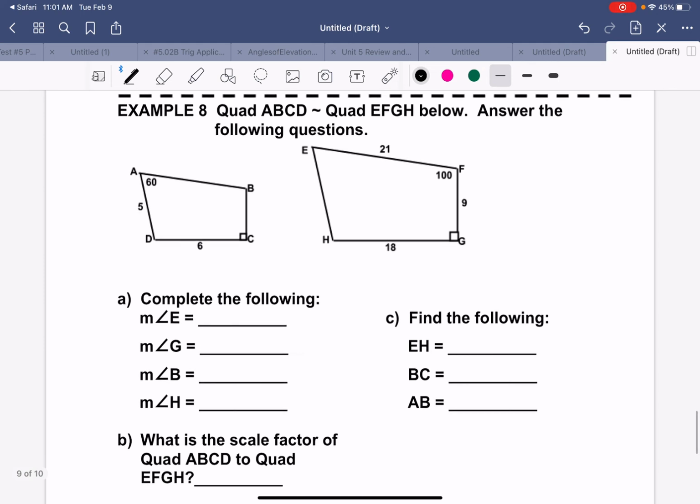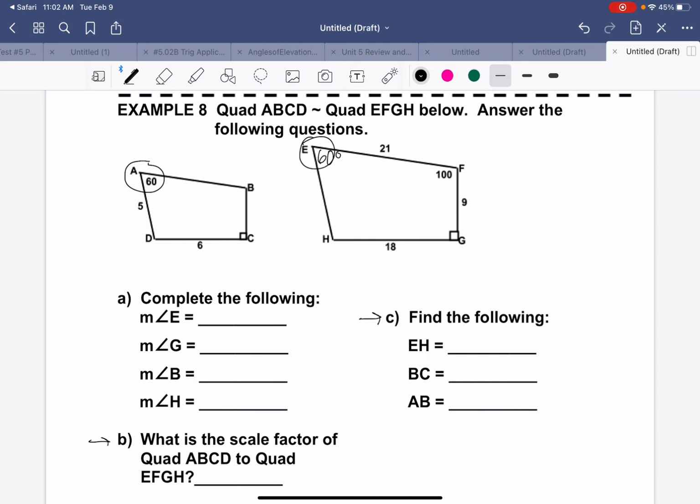We're going to do example 8, but we're only going to find scale factor and the following. So we're going to do this one and this one. We're not going to find the values of the angles. But remember, when we have similar polygons, the angles are equal to each other. So because A and E are corresponding, E is also 60 degrees. Just clarifying that. Okay, because quadrilateral ABCD and quadrilateral EFGH are similar, it's going to be ABCD over EFGH.